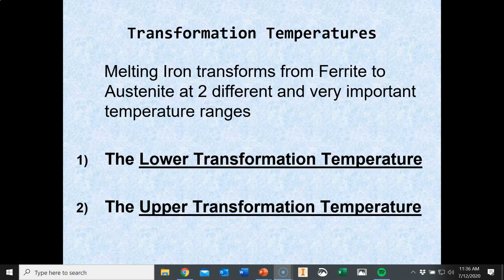Transformation temperatures. These are the temperatures where materials, and specifically metals, start to experience a change in their lattice structures. We have the lower transformation temperature and the upper transformation temperature. Let's talk about each one of these.